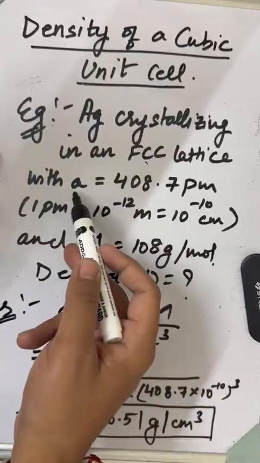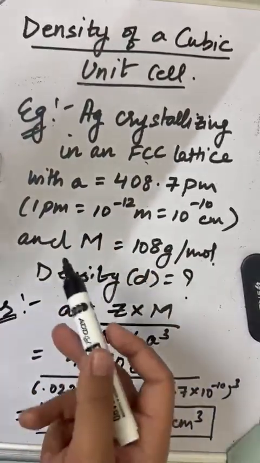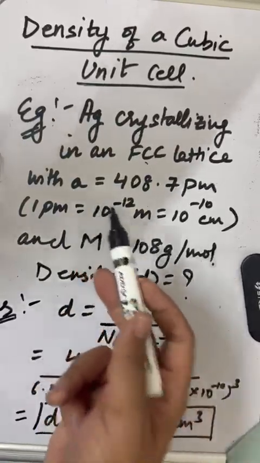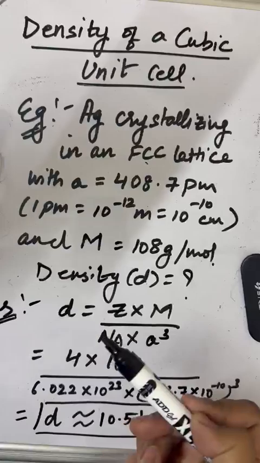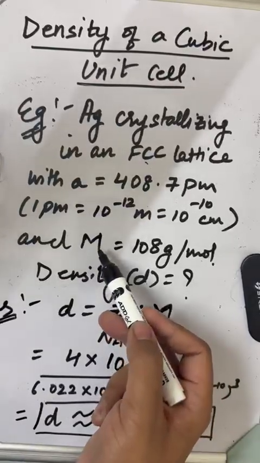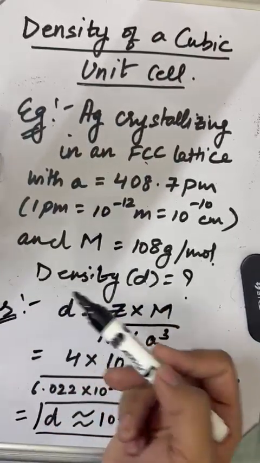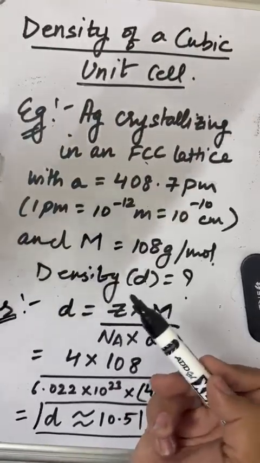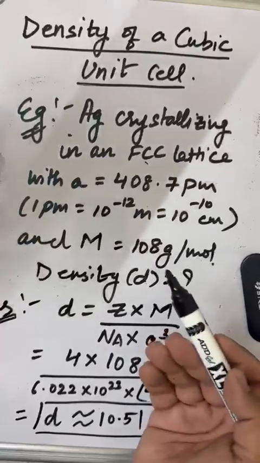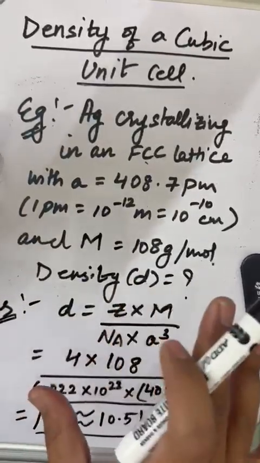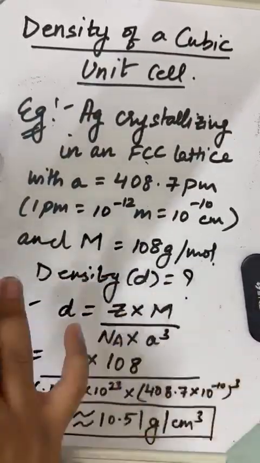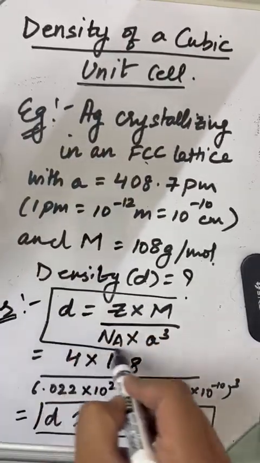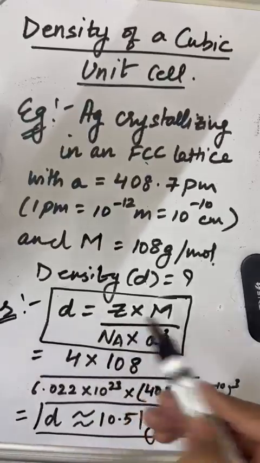You will generally be given the A, the edge length value, and if sometimes the radius value of the atom is given, then I have already shown you how to calculate the edge length for different configurations, and the molar mass would be given in the question. Sometimes the questions would be to calculate the molar mass or the edge length. In that case, the density will be given. In any case, one of the variables would have to be found and the others would be given. So you can always use this formula to find any of the values.